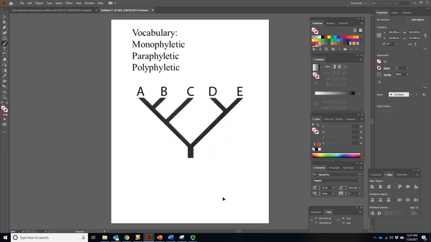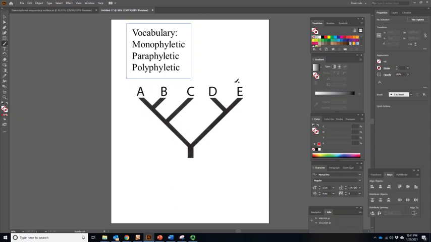Okay, so these three words refer to classifications, groups of organisms that we have included in the same group and then given a name. Okay, so a monophyletic group is any group of organisms where we have included all of the descendants from a common ancestor. That's important. I'm going to say it again, and you can think about it. A group that includes all of the descendants from a common ancestor.